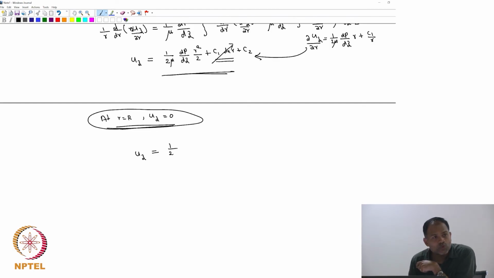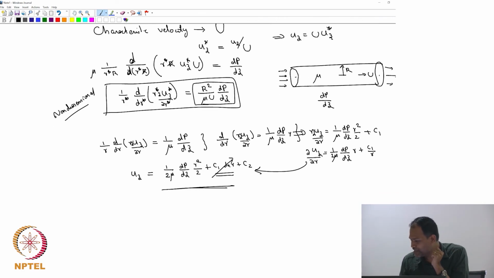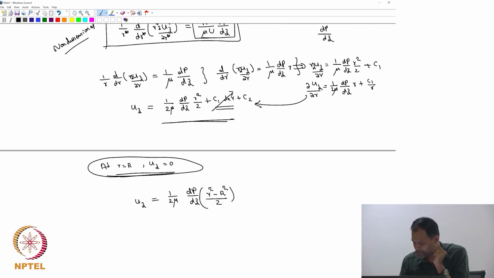1 by 2 mu dP by dz, small r square or capital R square? Small r square minus capital R square by 2. Does everybody agree with this expression? So, we have gotten the velocity profile now.